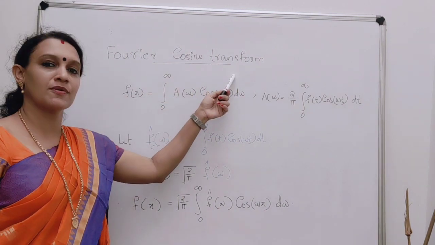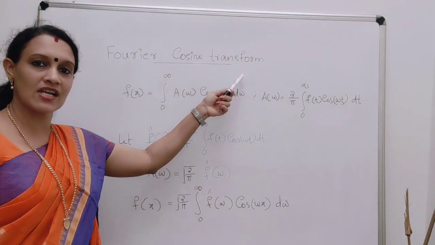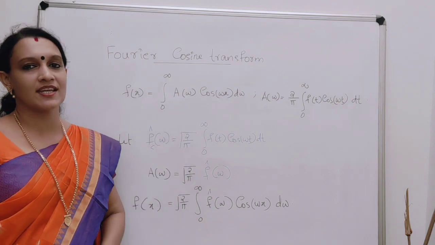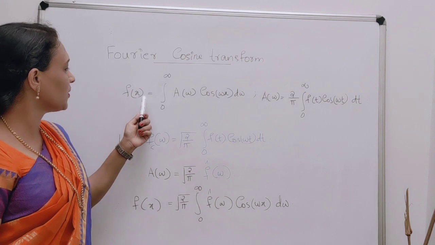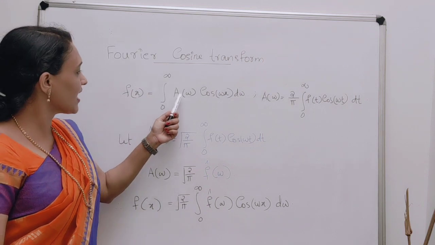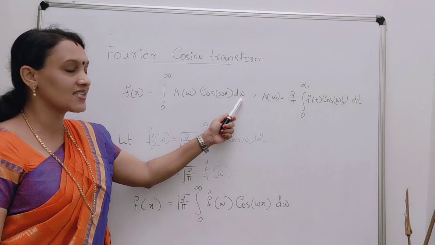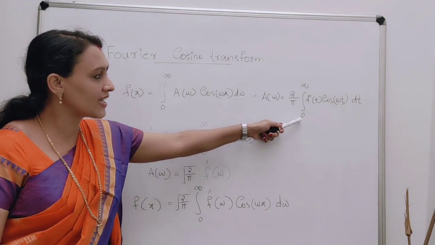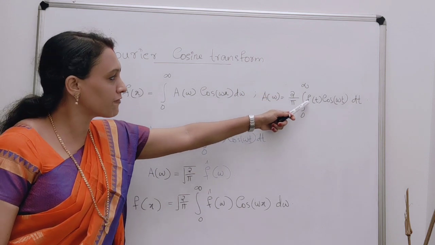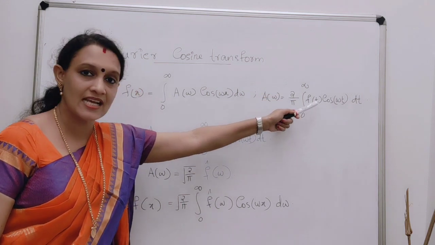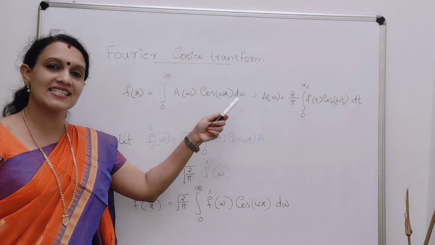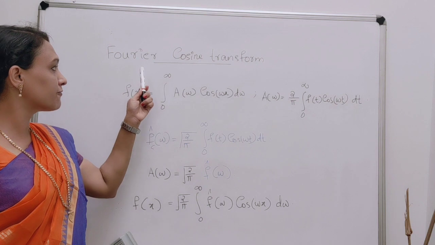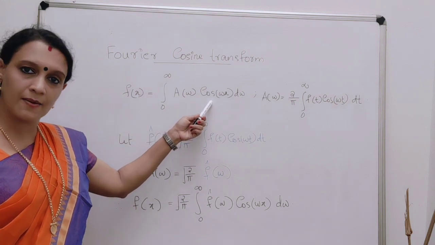Fourier cosine transform. So first we are discussing Fourier cosine transform. By the Fourier cosine integral representation, f of x is equal to integral 0 to infinity A omega cos omega x d omega, where A omega is equal to 2 by pi integral 0 to infinity f of t into cos omega t dt. This definition we discussed in an earlier video. So this is the definition of Fourier cosine integral representation.